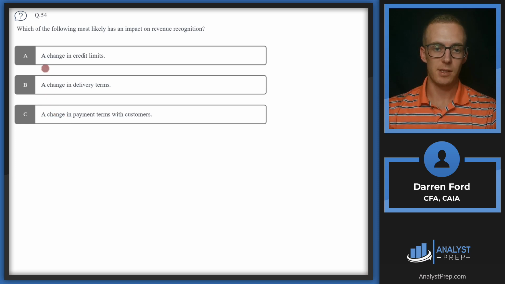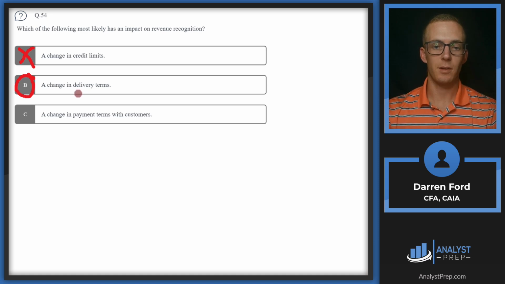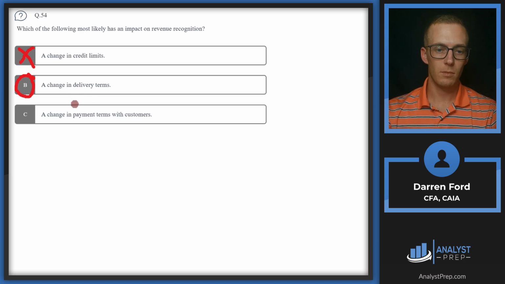And so let's take a look at these. A, a change in credit limits. This doesn't have anything to do with how or when we're completing the work. This is more going to just depend on when the cash is coming in the door, whether that's sooner or later. A change in delivery terms. This certainly could impact revenue recognition if we're delivering items later, if this is a good, or sooner, we're going to be able to recognize that revenue either faster or slower based on the delivery. Or if we're delivering a service over multiple different points of the engagement, then that's also going to change when we're able to recognize our revenue. So B is probably going to be our answer.